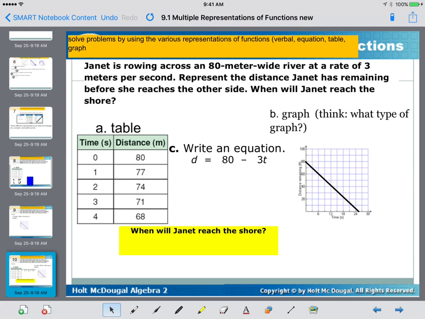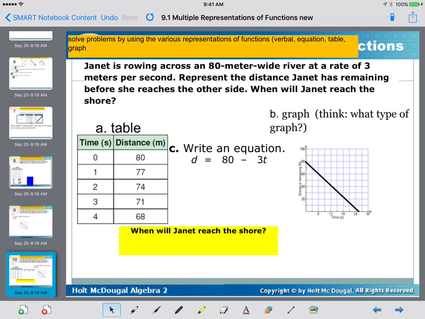If we try to write an equation here, we know that we start at 80. That's that y-intercept. And we subtract our distance of 3 meters per second. So that is where our 80 minus 3t comes into play. And it asks, when will Janet reach the shore?